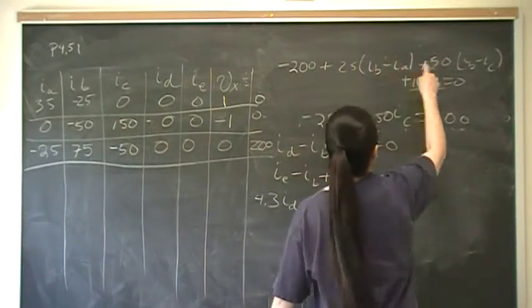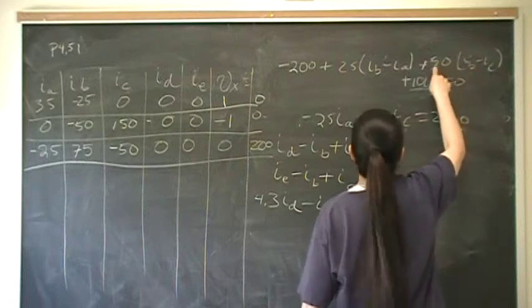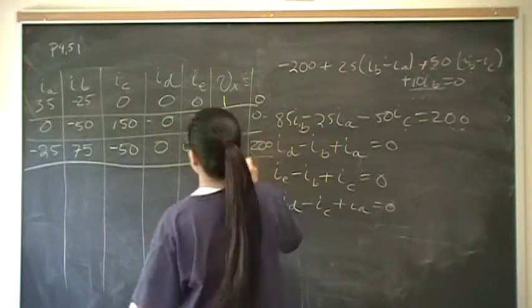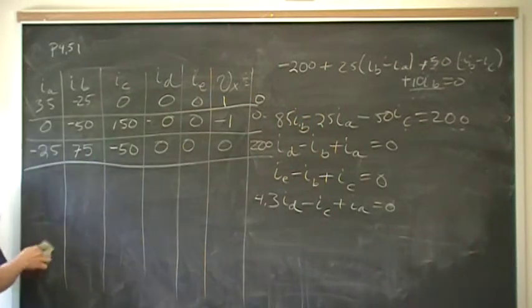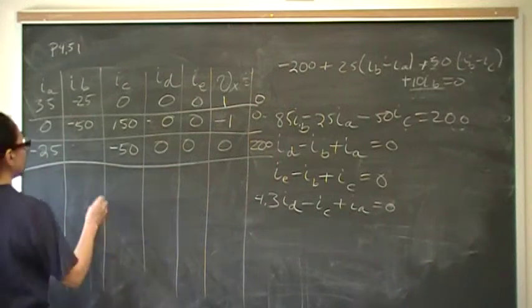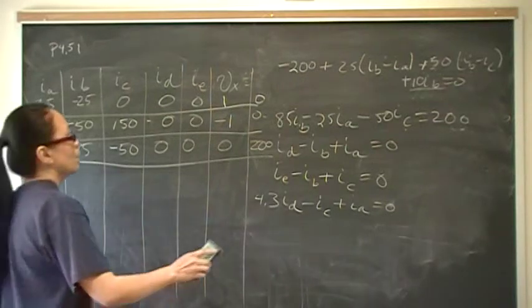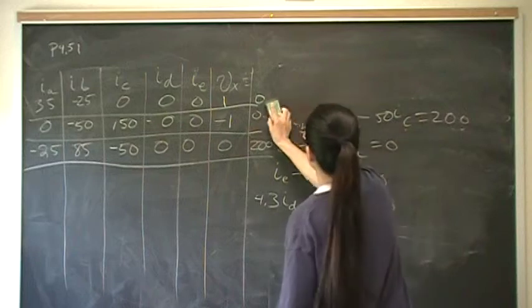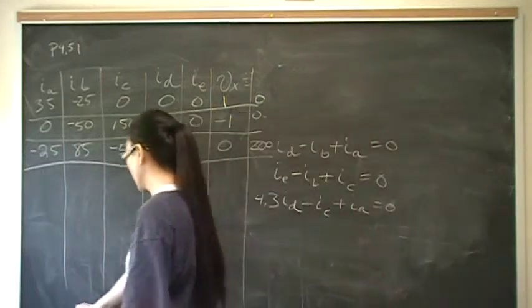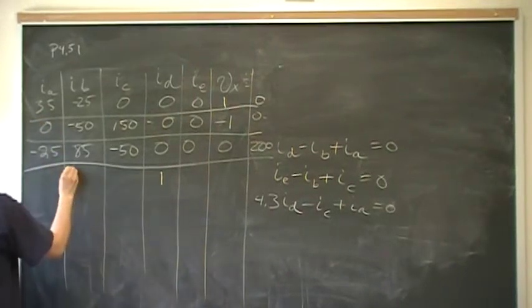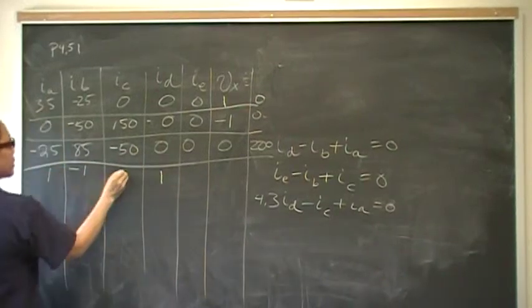I've got 25 IB here, 50 IB here. So that's 75, and then I forgot about the little one at the bottom, so that makes this 85 IB. So then this should be 85, and I've got negative 25, 85, negative 50, 0, 0, 0, and 200. Okay, so now that checks out with my pre-worked out problem. So then the next one is we got 1 for ID, negative 1 for IB, 1 for IA, and zeros everywhere else.